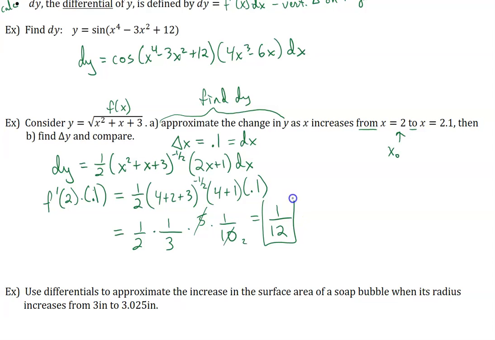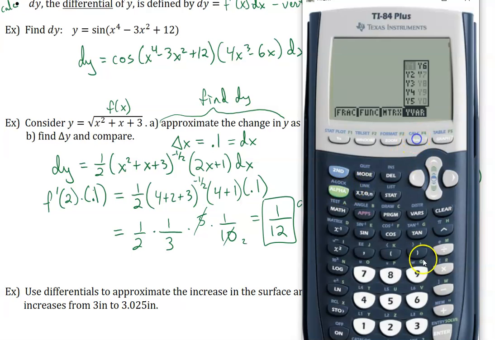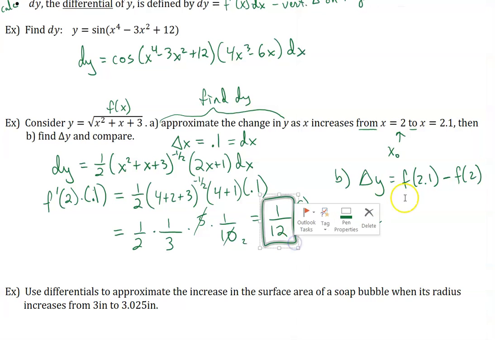So for part B, here's part A, okay? And then part B, we need to find delta y, which is going to be y2, which is f of 2.1, minus y1, which is f of 2. And I'm going to do this on the calculator because that is the efficient way to do that. I don't want to try and plug 2.1 into that function. So f of 2.1 minus f, or in this case y1, of 2, and I get 0.0838, etc.